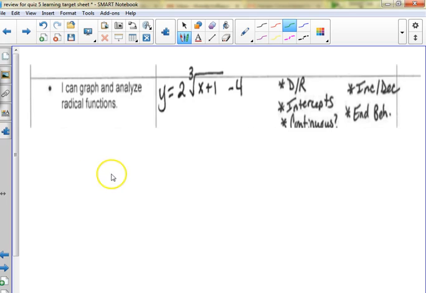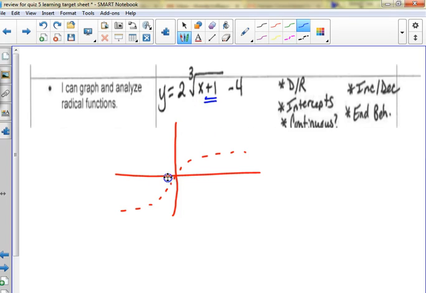I can graph and analyze radical functions. Oh, another one? Really? Do we need to do this one? Well, let's talk about this because this leads to something else. Can you tell me what this would look like if you could describe the transformation? Here's the parent function. What has happened? Stop looking at your calculator. Oh, yeah. Just kidding. That's not the parent function. The parent function is here. Okay, what happened to this one?